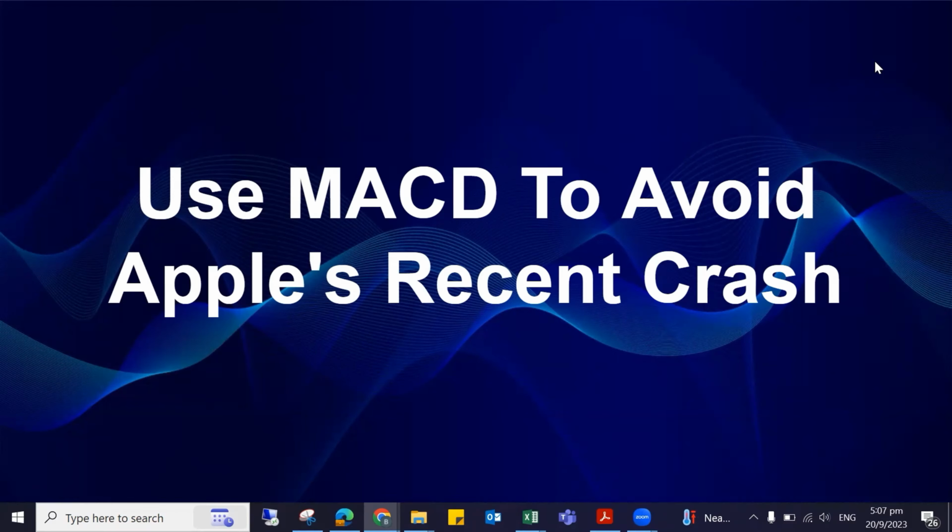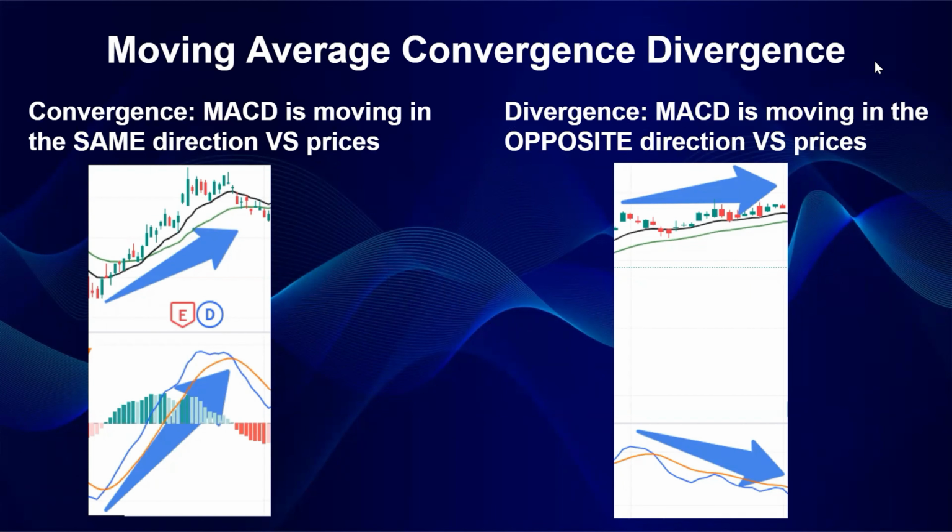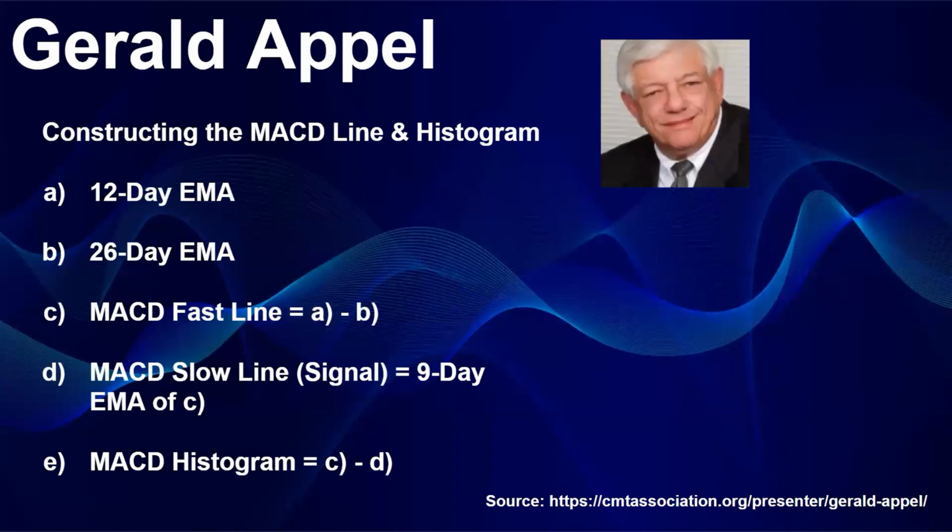Let's go. MACD stands for Moving Average Convergence Divergence. Convergence is when MACD is moving in the same direction as prices. Divergence occurs when MACD is moving in the opposite direction of prices.